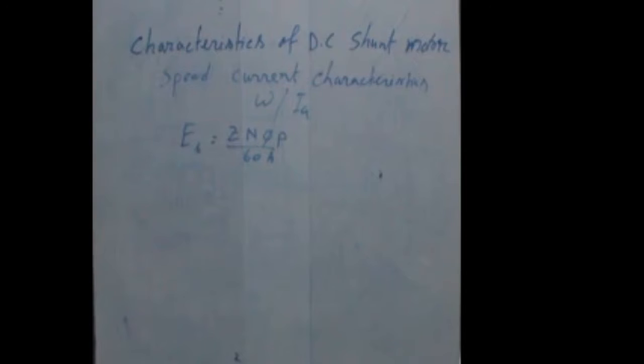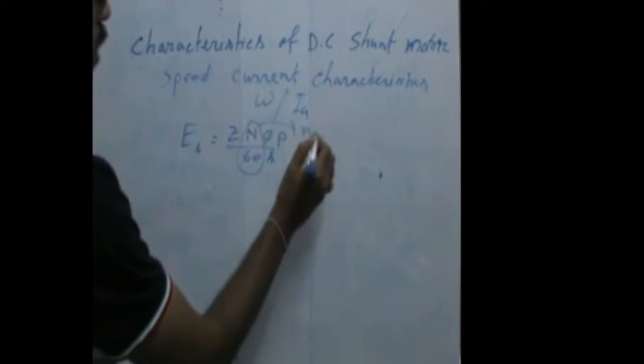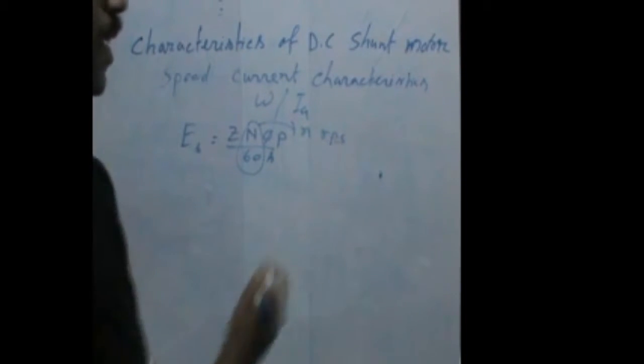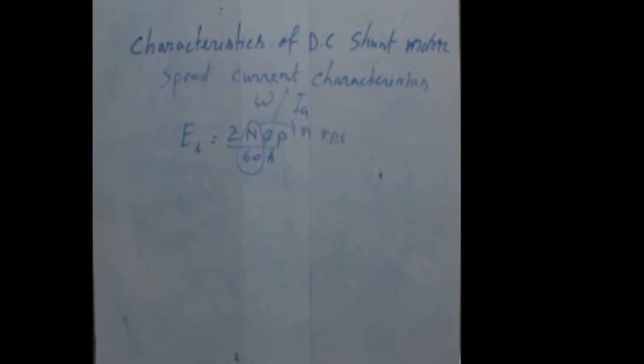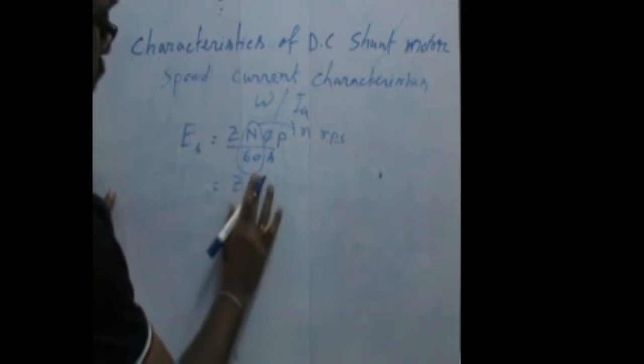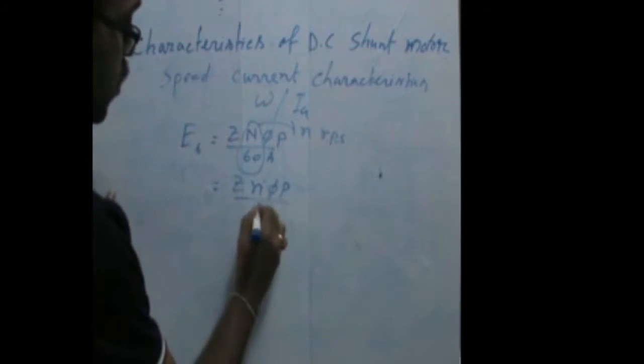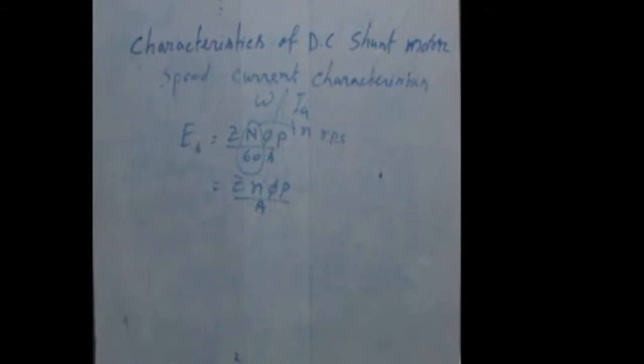Now in this case, N by 60, RPM by 60 will give RPS. N by 60 is rotations per second. So we can replace RPM N with small n. So the equation will be Z small n phi P by A, reducing to Z n phi P by A.